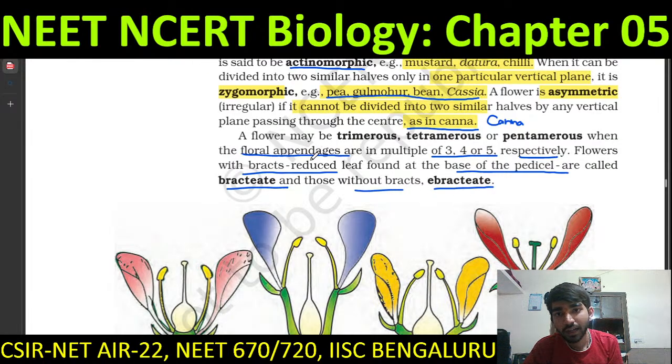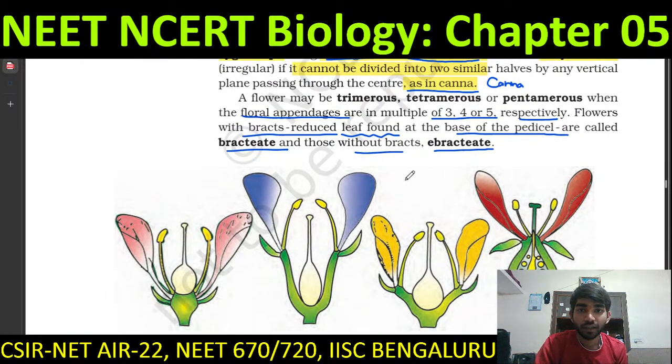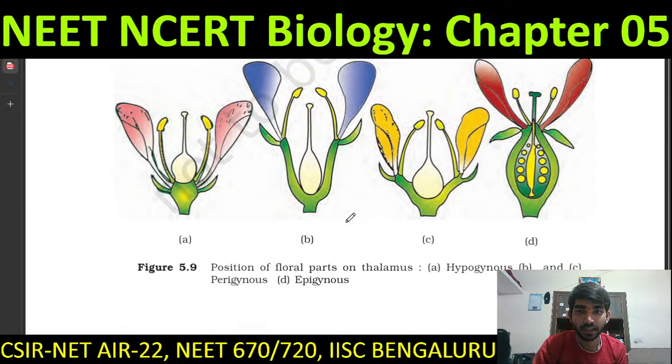So if there is some reduced leaf-like structure, you remember stipules in the leaf. Now here the reduced leaf-like structure is called a bract, and if the flower has that at the end of its pedicel or the stalk, then it is called bracteate. If it is not there, then it is called ebracteate. So this is also important to understand, but I don't think they will ask this very much directly.